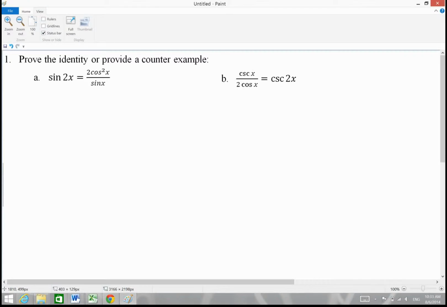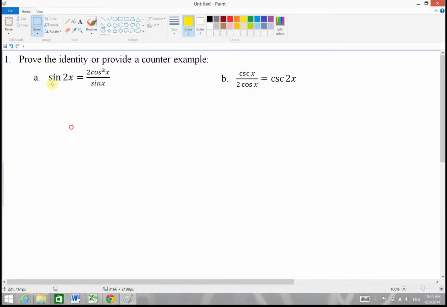We will practice proving trig identities. Prove these identities or provide a counterexample. So first we can use graphing technology to check if it is an identity or if it is not. What will happen when we graph this?